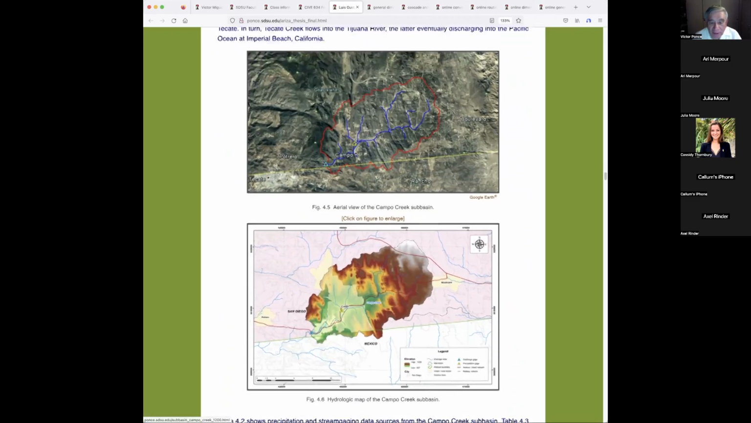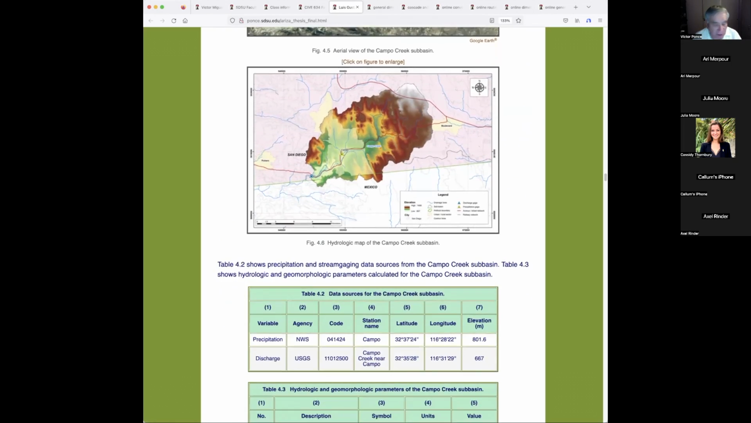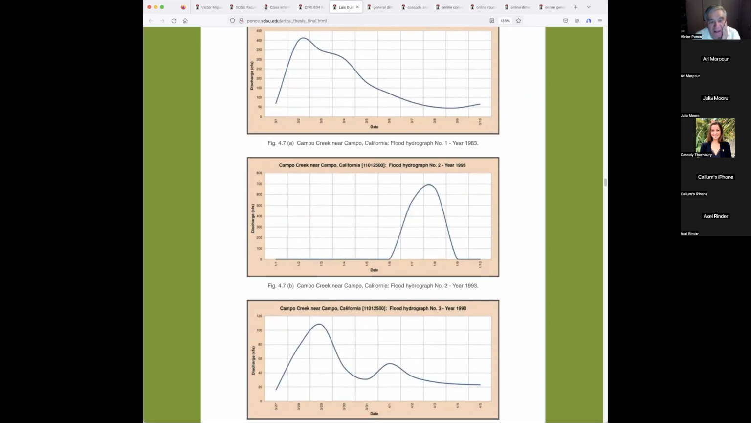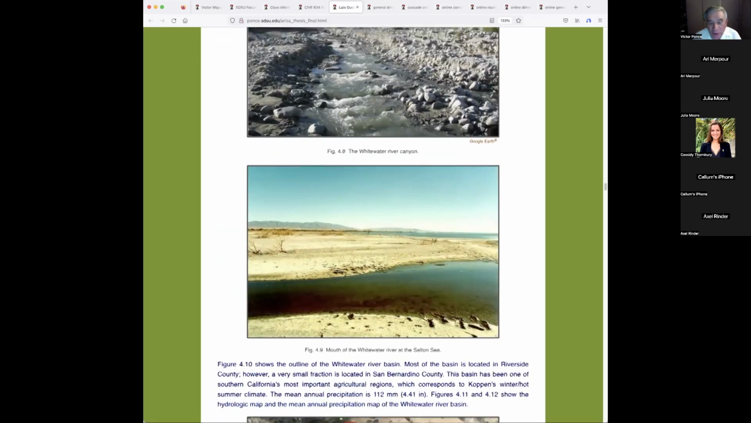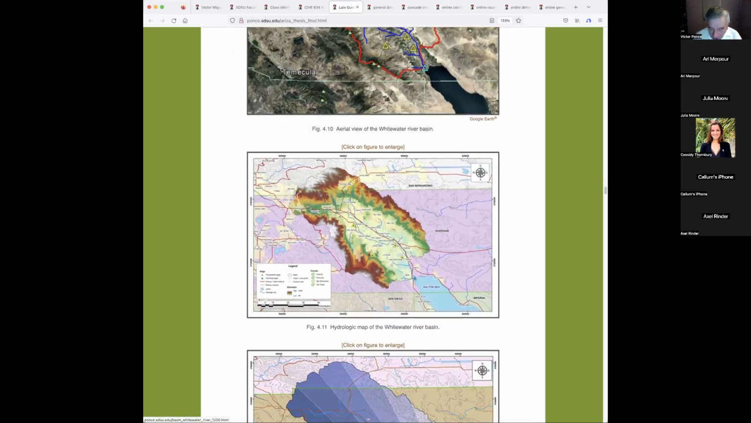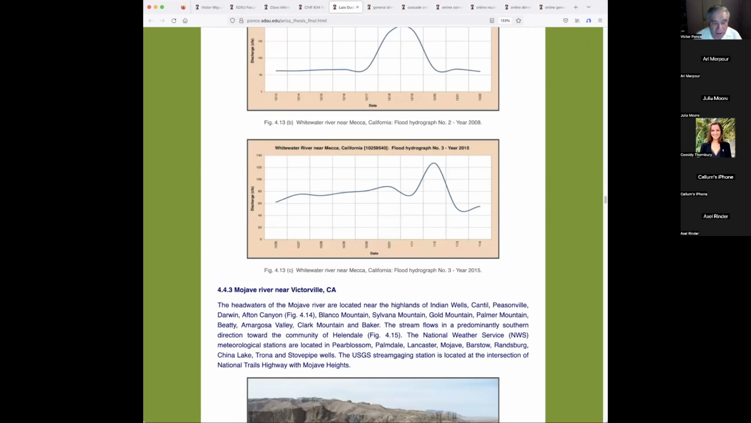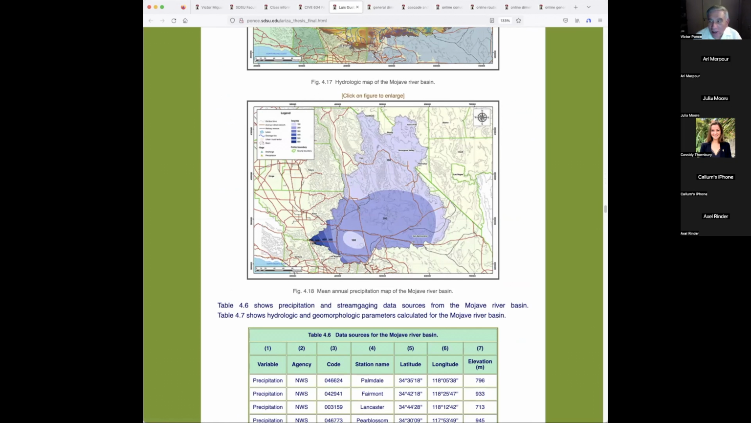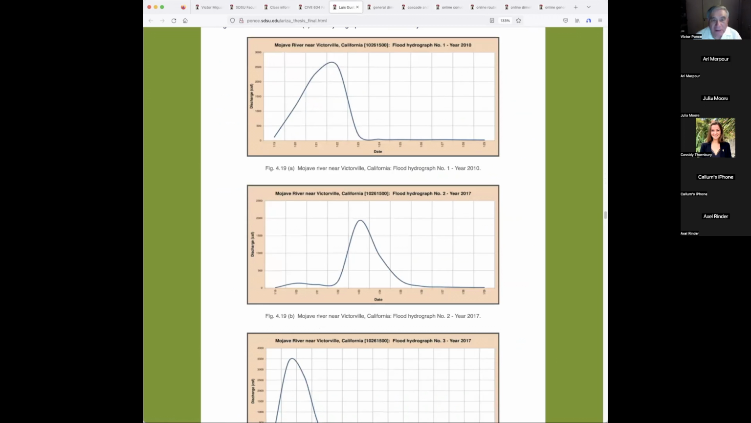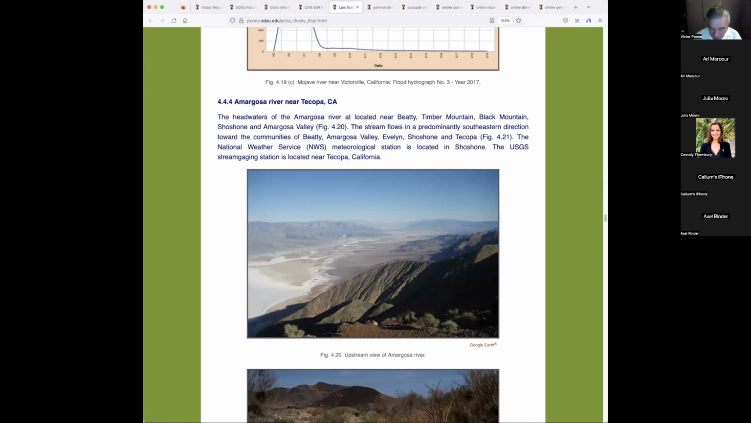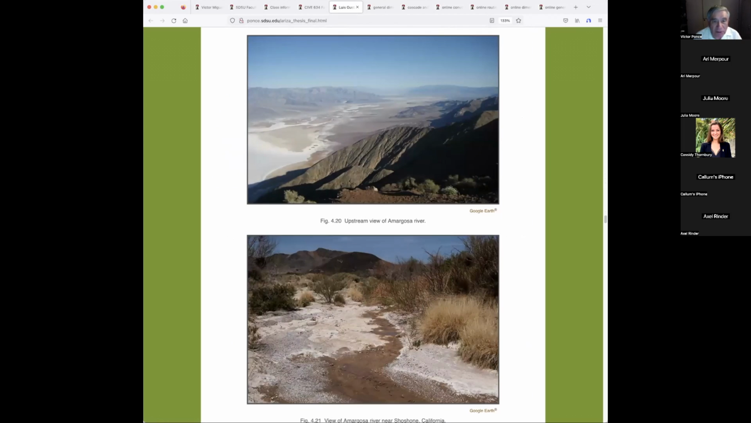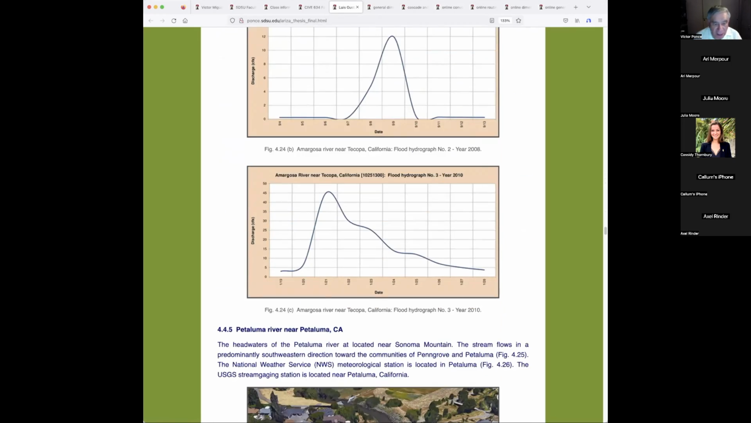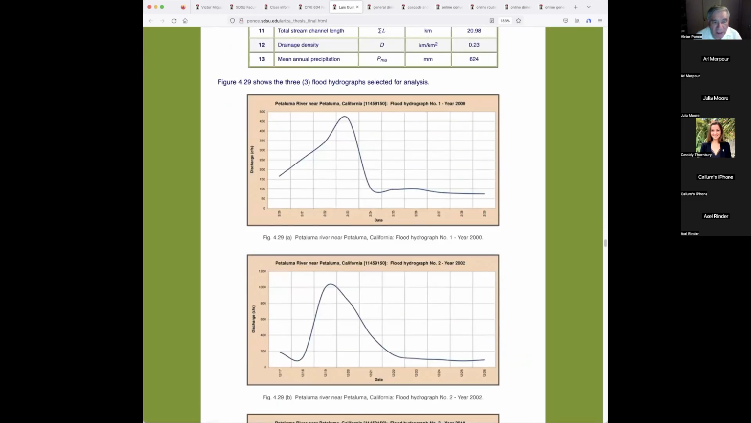Okay, so the Campo Creek subbasin. Like I said, we're very familiar with Campo Creek. We've gone all over the place out there. So I'm going to finish in here by saying that we did the methodology as best as we could, and it worked beautifully. We have not only Campo Creek, we also have Mojave River near Victorville. Look at the maps and so forth. Luis was very good with GIS. What can I say? Mojave River near Victorville, the hydrographs, major hydrographs. Amargosa River near Tecopa, California. They're all California rivers. Petaluma near Petaluma, and so on and so forth.